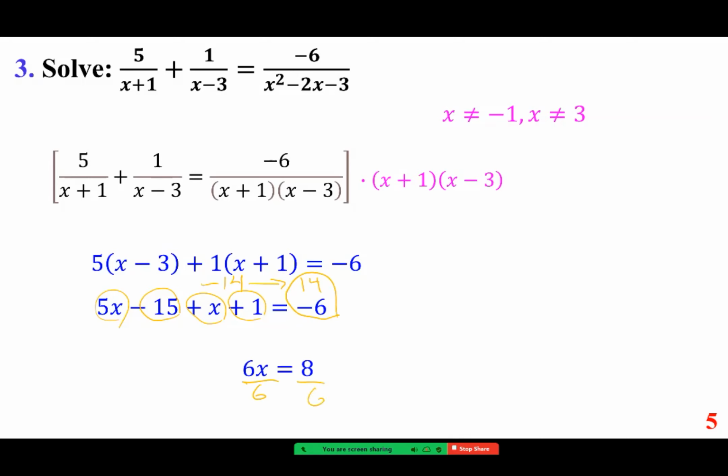Divide both sides by 6, we get 8/6 or 4/3, and we must check. We are fine. If there were, let's say, two solutions, and one of them is -1, that's not acceptable, you cross it out. It's called an extraneous solution.